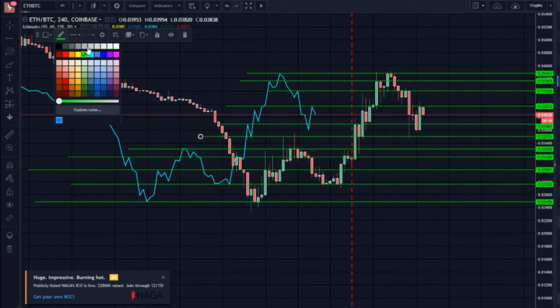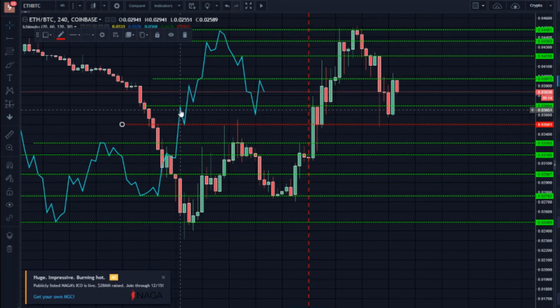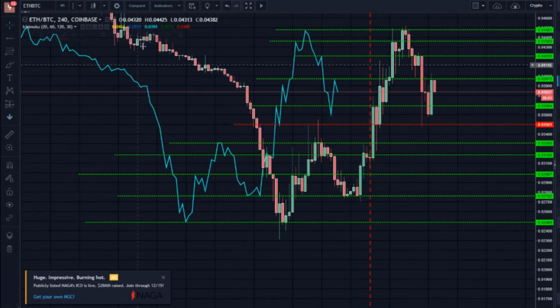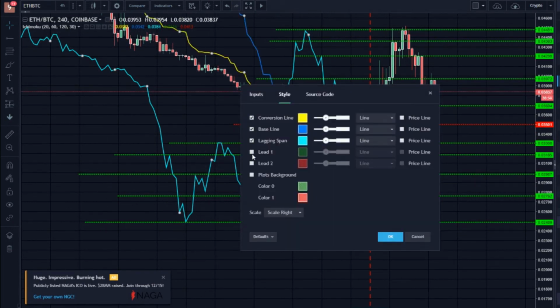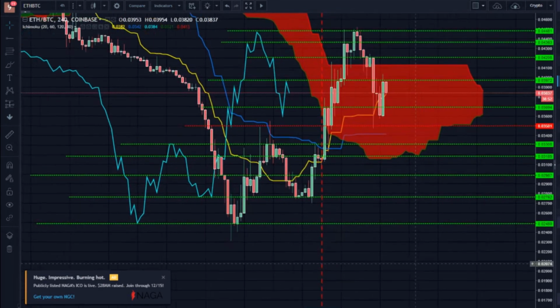Let me make that a different color so you can see it. You know, to break the red line. And once the CS breaks that red line, it does shoot down a bit, but then it starts to come back up. So if we go ahead and add the cloud back on and all the other essentials, we can start making a better picture of what's going on here.